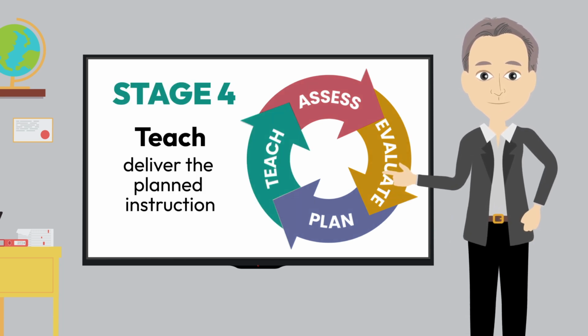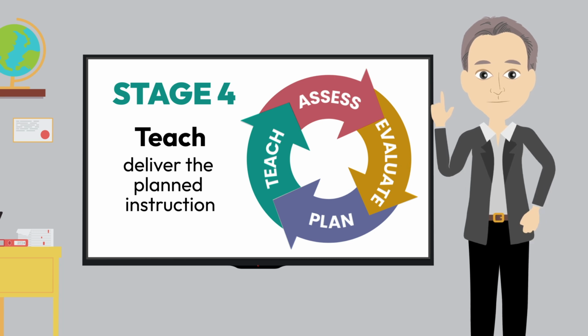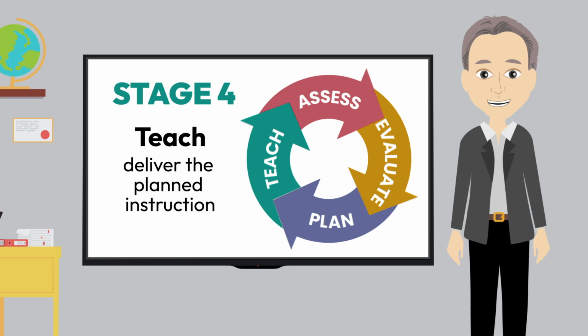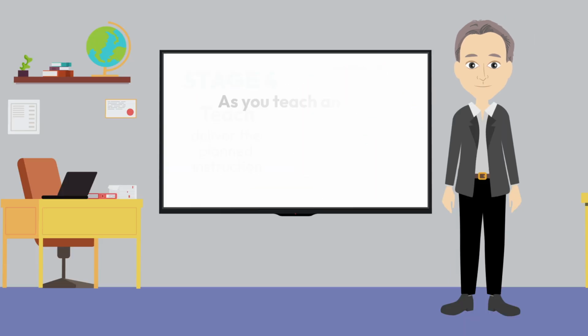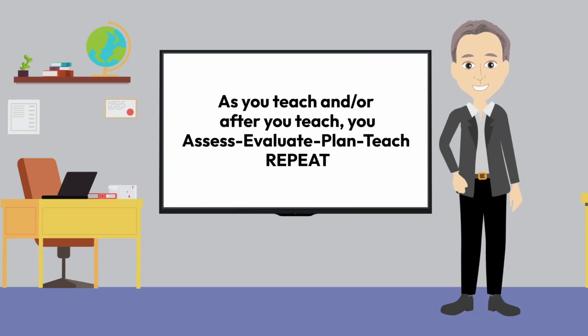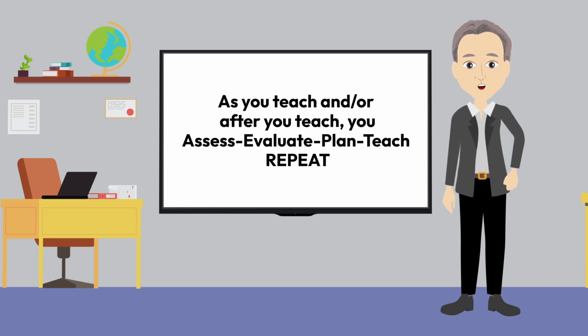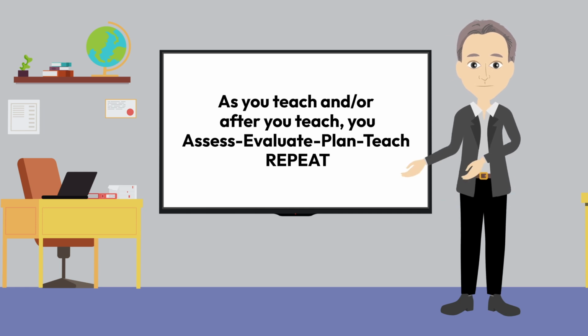Then stage 4 is the part we like best, and that is teach, as this is where we deliver the planned instruction. The key, though, to the interconnectedness of assessment and instruction is remembering that one leads to the other continuously. The word cycle means as you teach and/or after you teach, you assess, then evaluate, then plan, then teach, and then repeat.